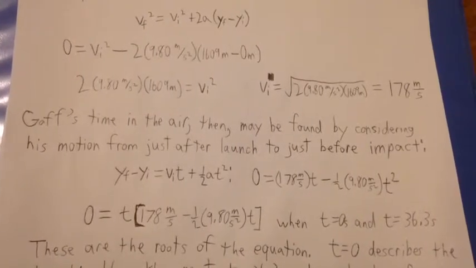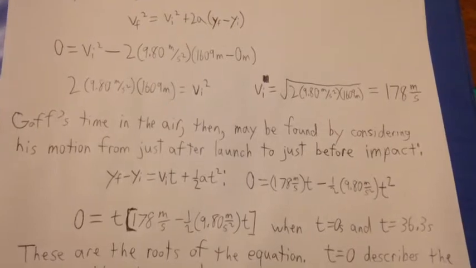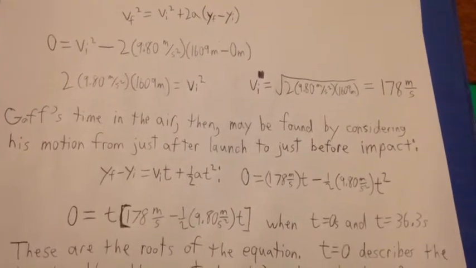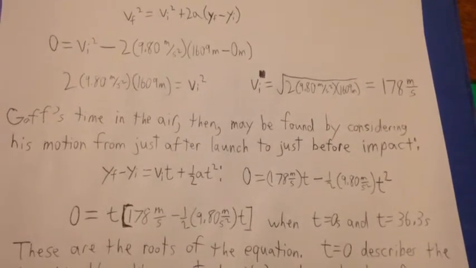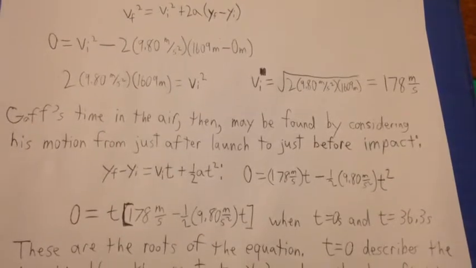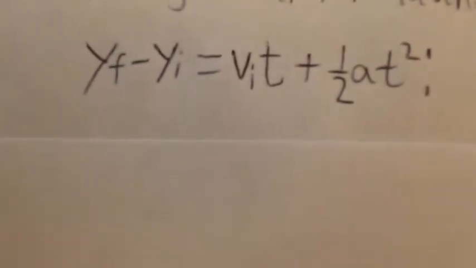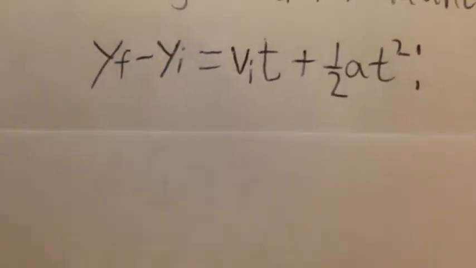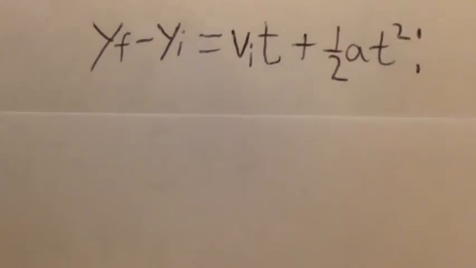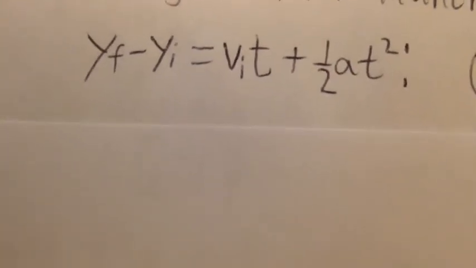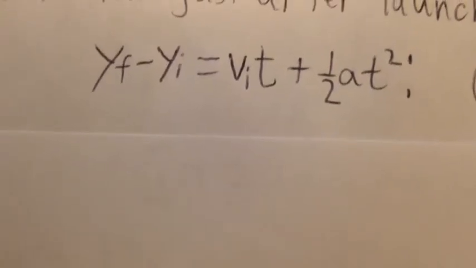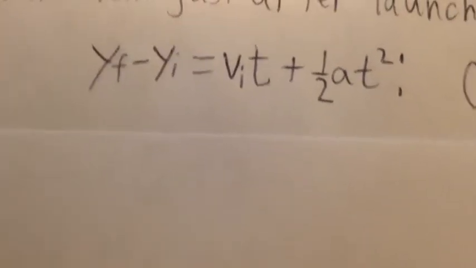Goff's time in the air, then, may be found by considering his motion from just after launch to just before impact, which means just after he took off to right before he lands. To find the time, we will use the equation y final minus y initial, which is delta y, the change in height, is equal to vi, the initial velocity, times time, plus 1/2 the acceleration times time squared.